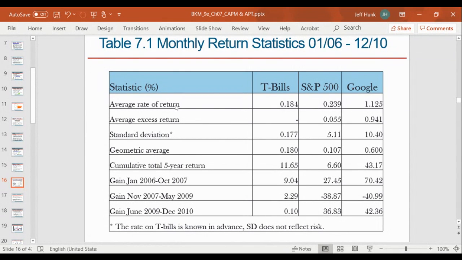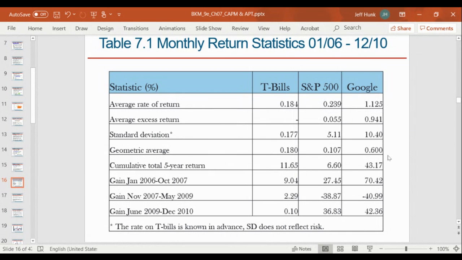First of all, average rate of return of T-bills was 0.184%, and S&P 500 was 0.239 average monthly, right? This is monthly, right? Google 1.125. Average excess return, of course, T-bills don't have any excess return because T-bill minus T-bill, and this minus T-bill would be this, right? You can just verify. It's not that difficult. And Google's average excess return, this minus this, so it will have to be this. Standard deviations, we got that.